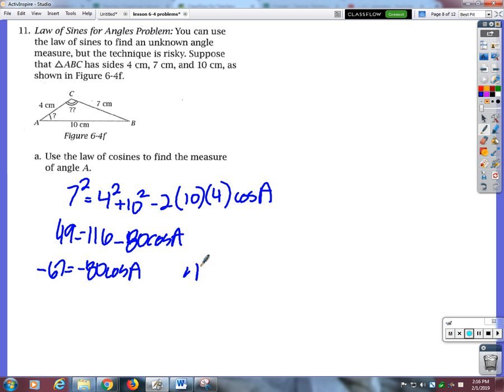So to find angle A, I need to go the inverse cosine of negative 67 divided by negative 80, which is 33. Okay, so I'm going to round that to 33 degrees.